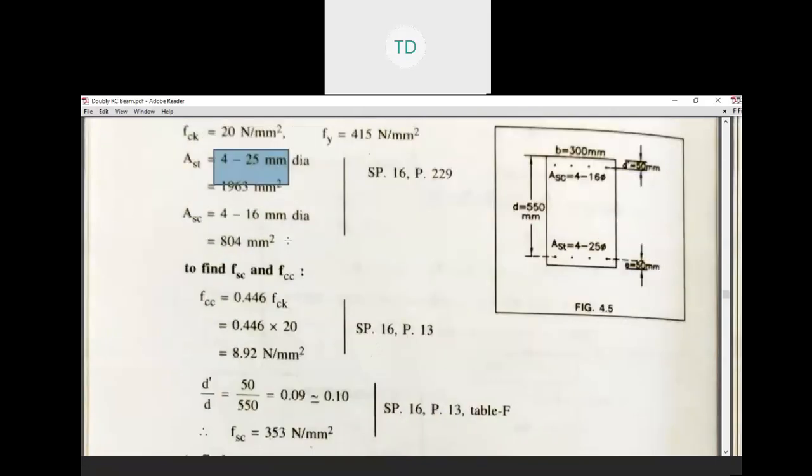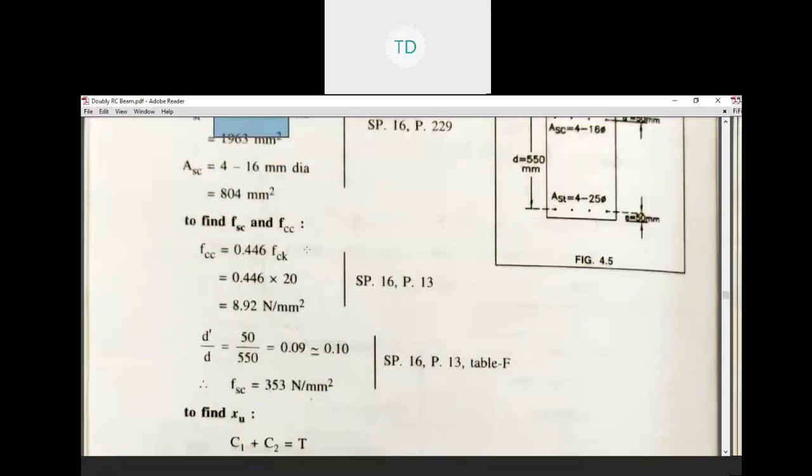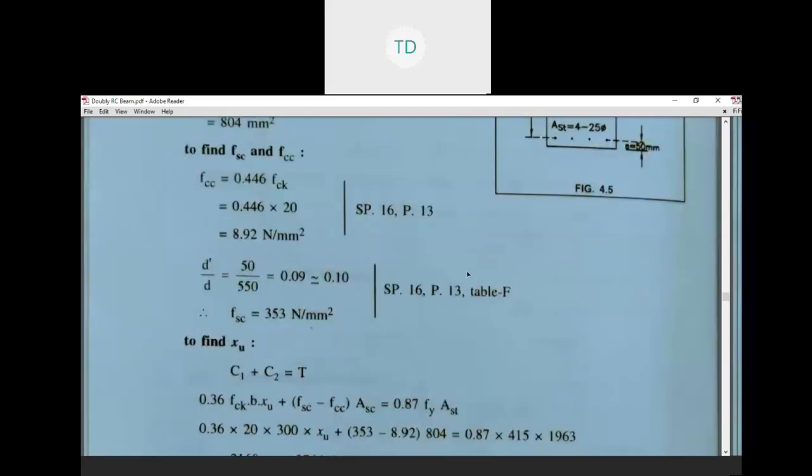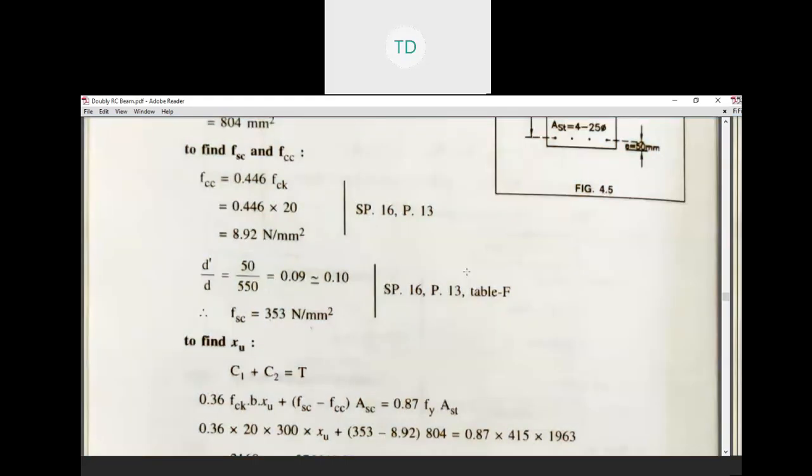Similarly, for Asc, they give us four numbers of 16 mm diameter bar. In that case, we can do the same process and do further solution. Now find fsc and fcc. Indian Standard sometimes neglects fcc because its value is very low compared to fsc. But in this case, we take fcc to get a nearer value of the answer.